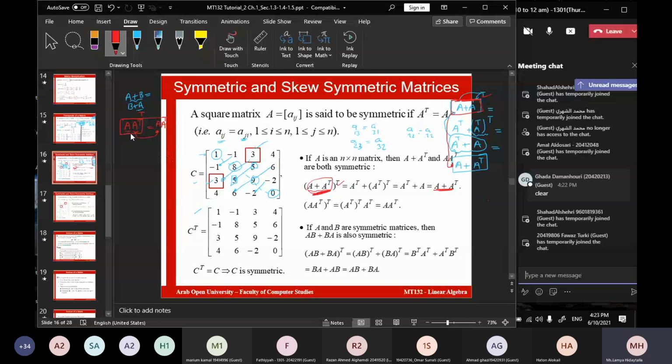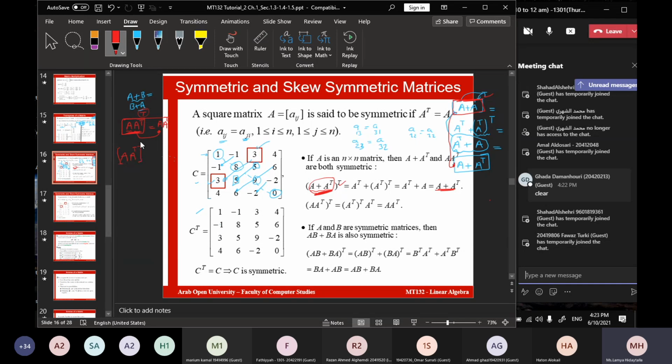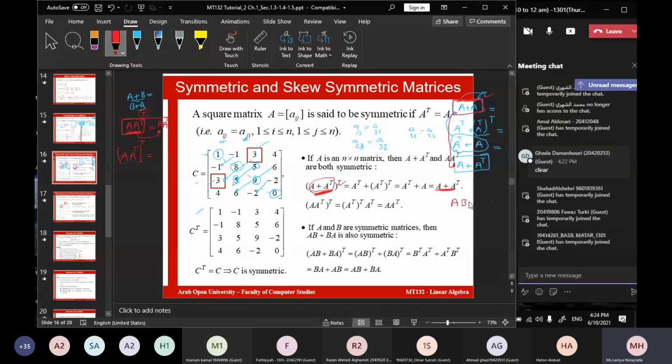Okay, let's prove it. We want to prove that this matrix is a symmetric matrix. How do we prove it? We start from the matrix and find its transpose. So we have A times A transpose. Now we want to check whether it is symmetric or not, so we take its transpose. Do we have any rule for the multiplication? Yes. Which rule did we have before? We had before that for A times B, the transpose of that is equal to what? We flip, don't forget. So B transpose times A transpose, correct?